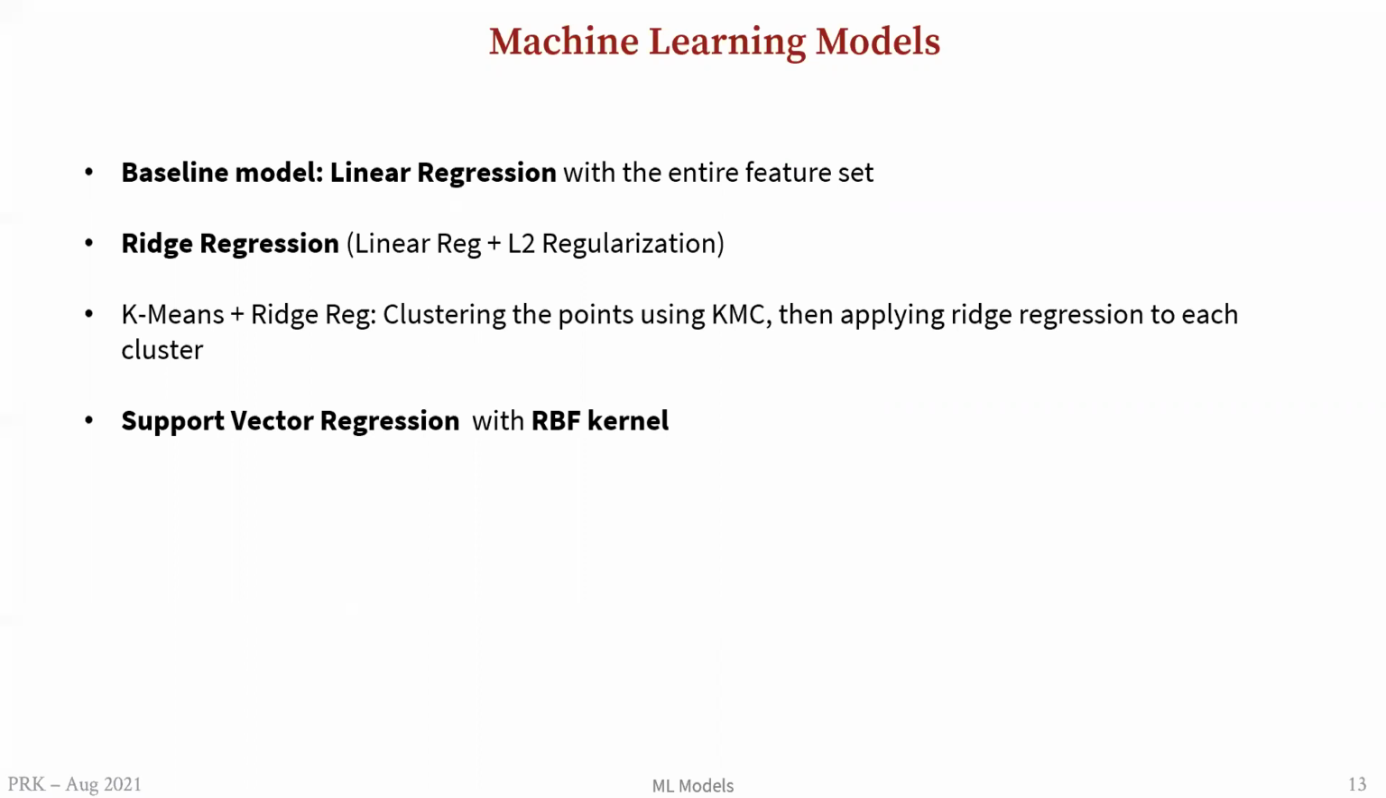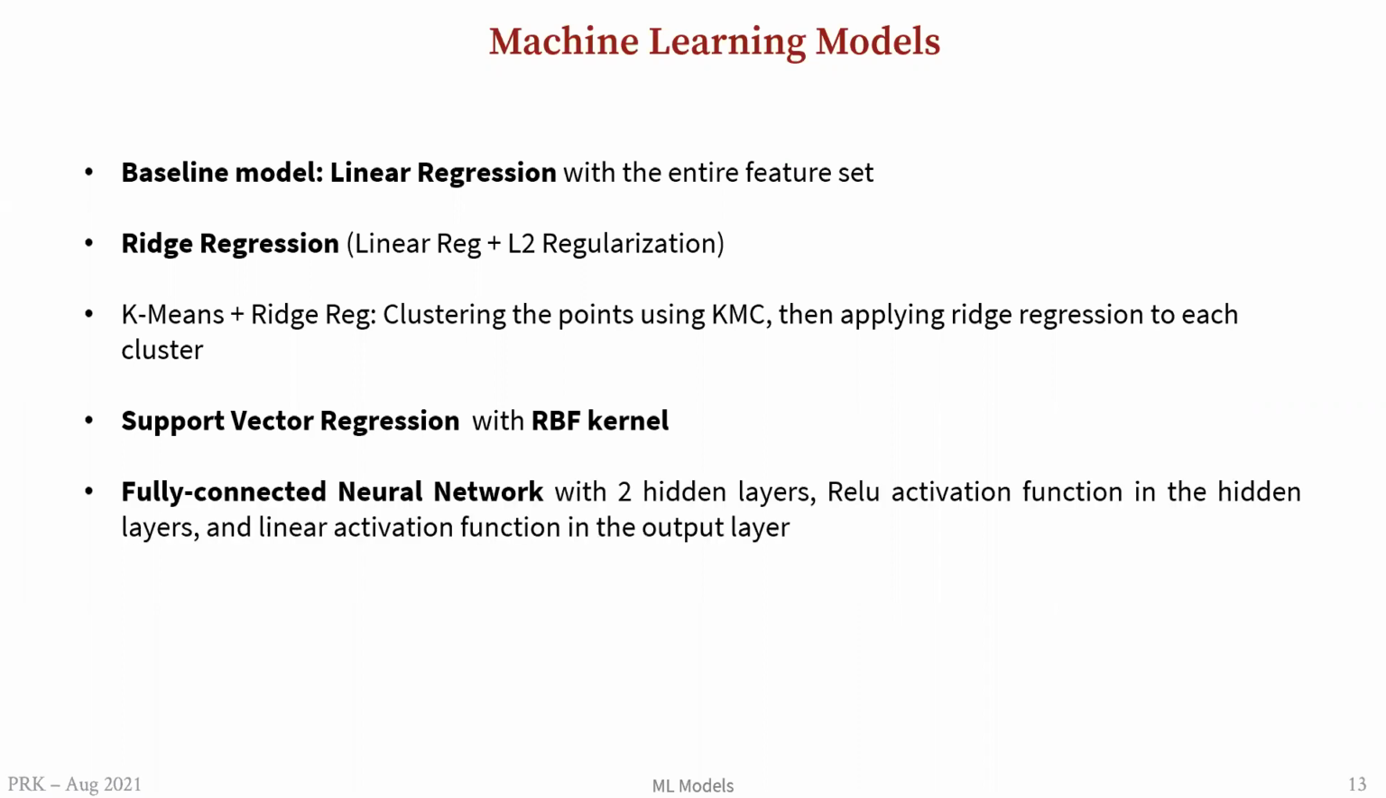Then we used support vector regression with an RBF kernel. This enabled us to capture nonlinearities and the nonlinear correlations between the covariates in our dataset. Finally, we used a fully connected neural network with 2 hidden layers and ReLU activation function in the hidden layers and a linear activation function in the output layer. We also used gradient boosting tree ensembles to try to capture more of the nonlinear relationship between the output, or the label, and the input features.